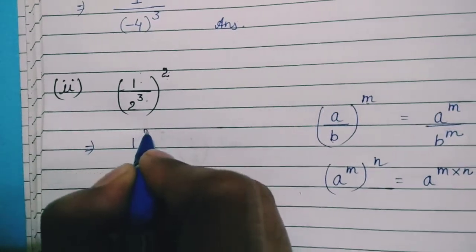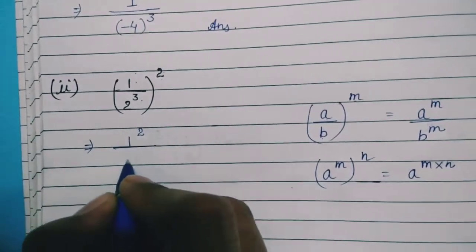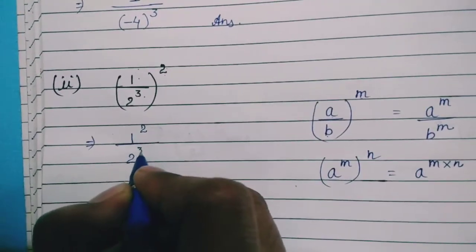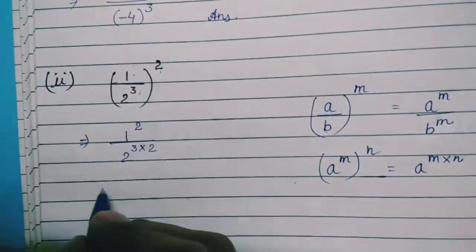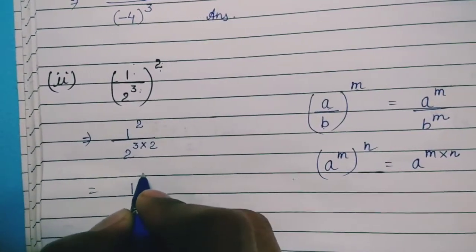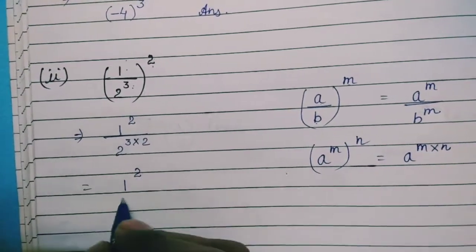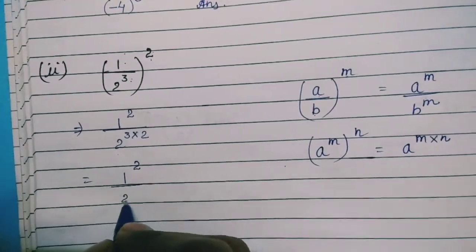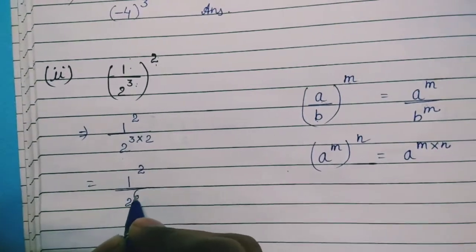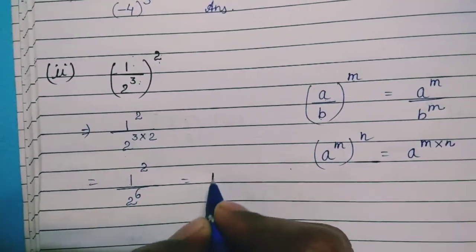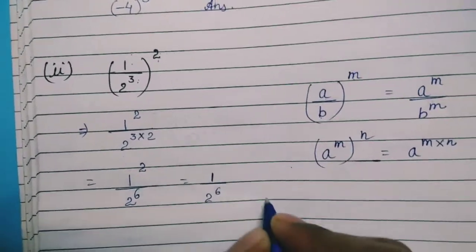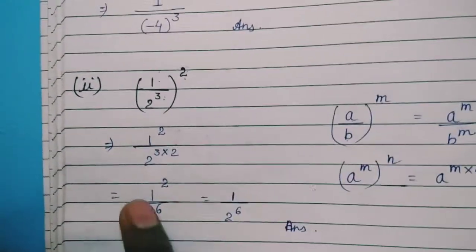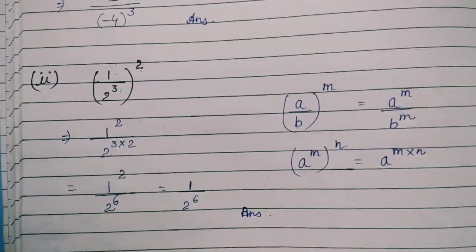This 1 raised to the power 2 and this 2 raised to the power 3 already here. When 2 will come near to 3, it will come in the multiplication. So here we have 1 raised to the power 2 and 2 threes are 6. So 1 raised to the power 2 is 1 and 2 raised to the power 6 will be the answer of the second question.